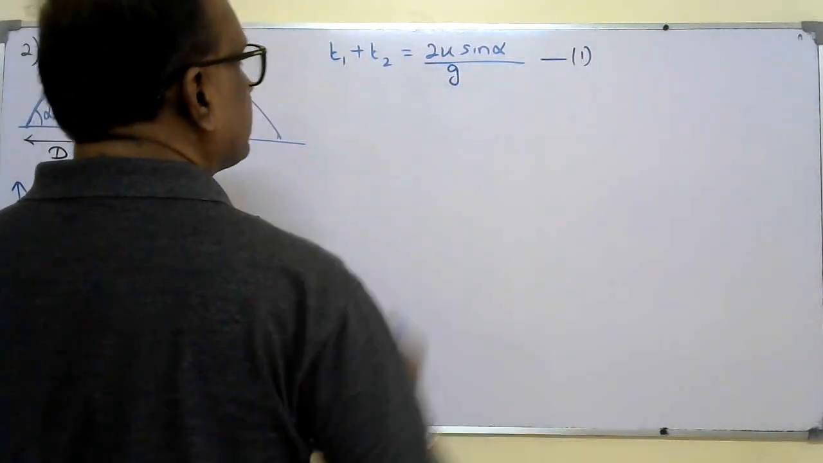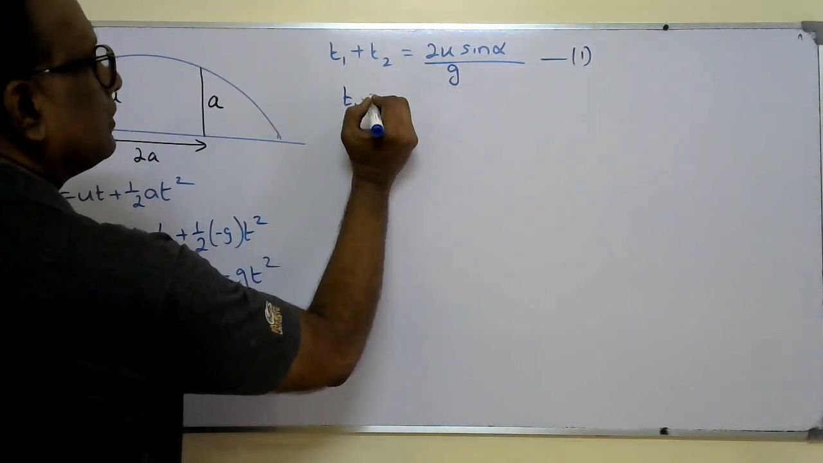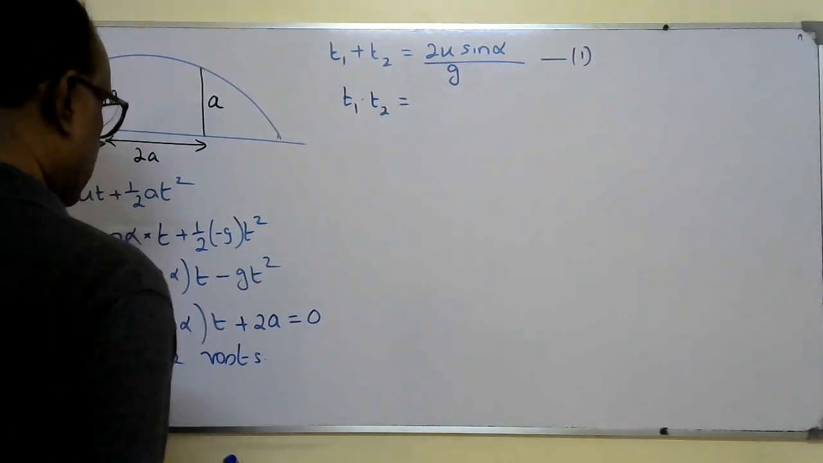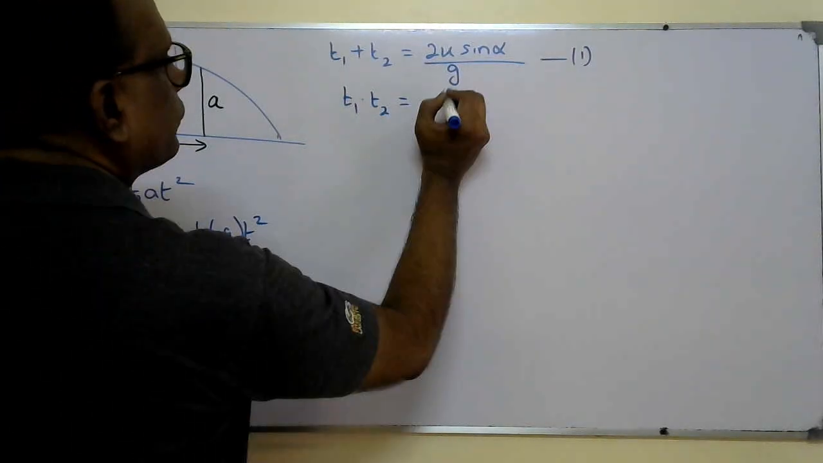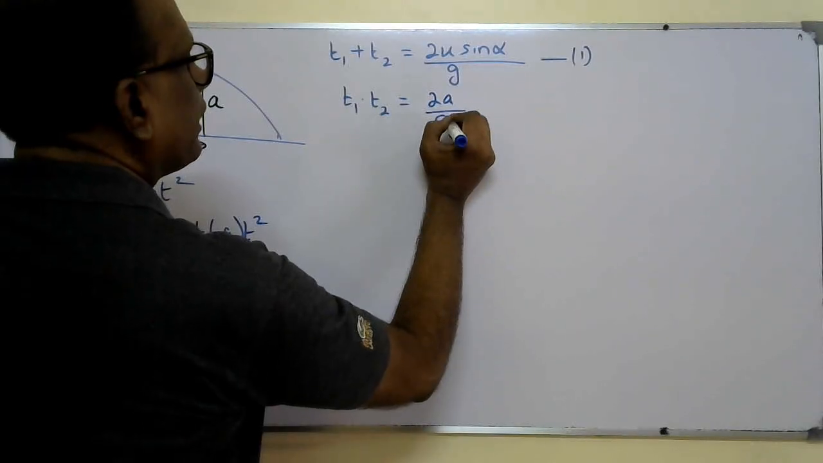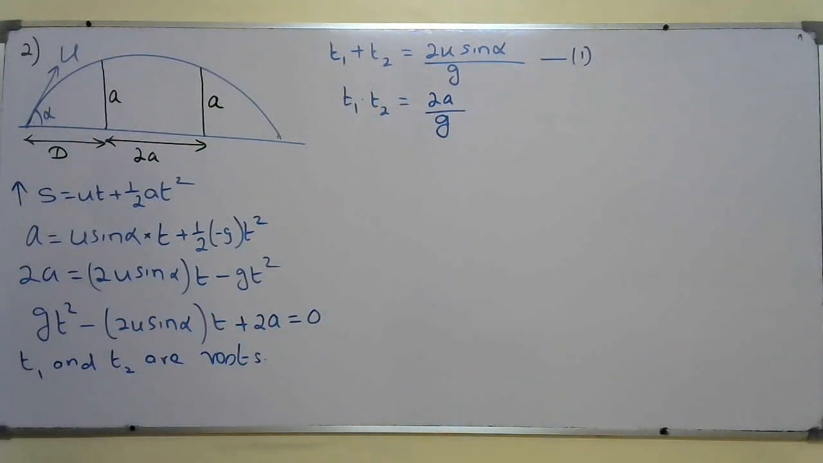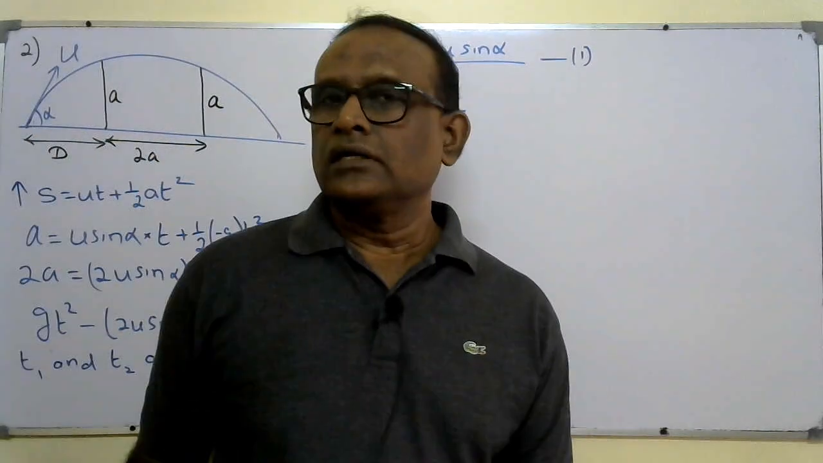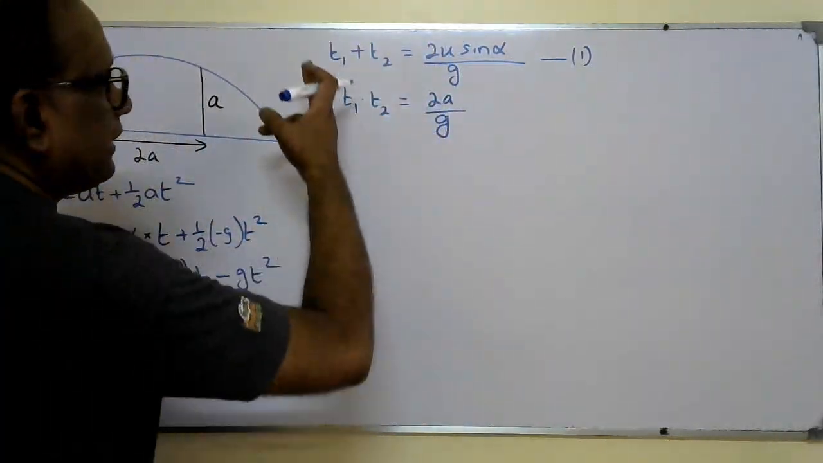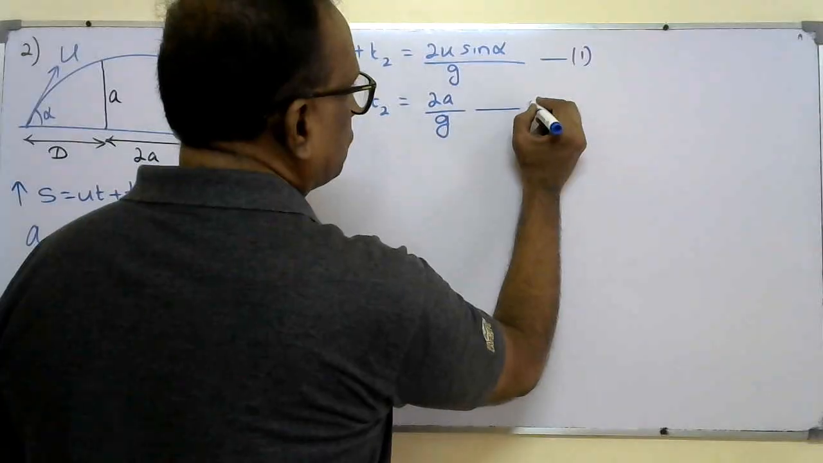Take it as the first equation. T1 into T2 is equal to C over A, that is 2a over g. Right, we got two relations between T1 and T2.